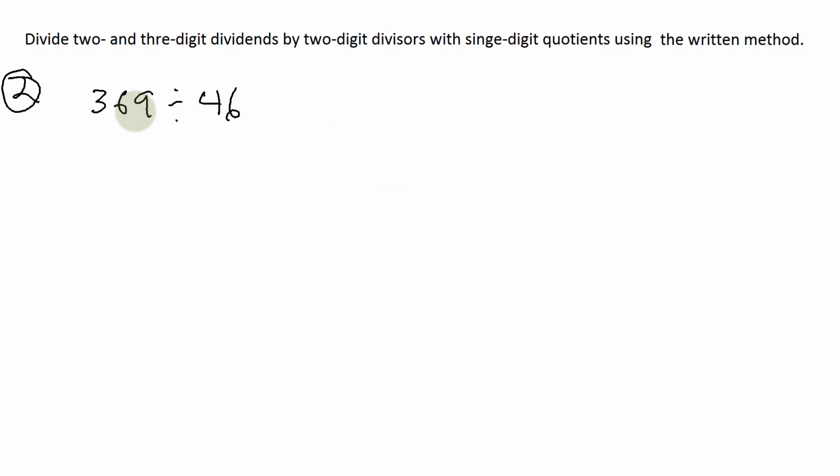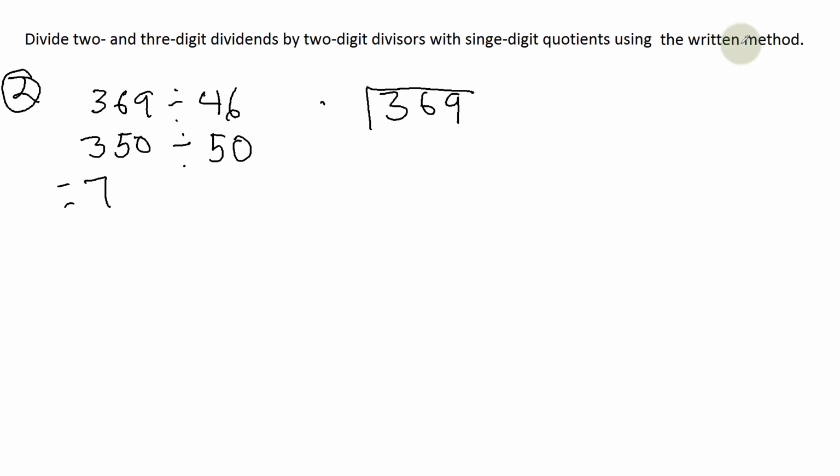In our next example, we have 369 divided by 46. Again, step 1, let's go ahead and estimate. We're going to round 46 off to 50, 369 off to 350, leaving us an estimated quotient of 7. And then go ahead and set up our problem. 369 divided by 46. We chose 7 before, so let's start with 7.